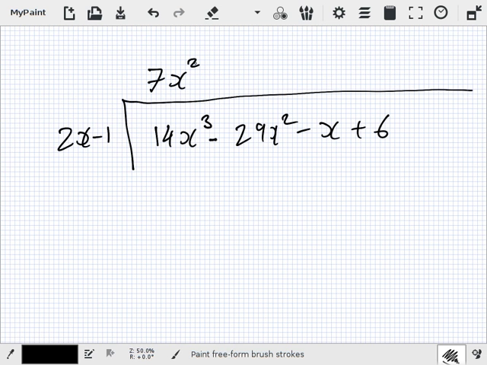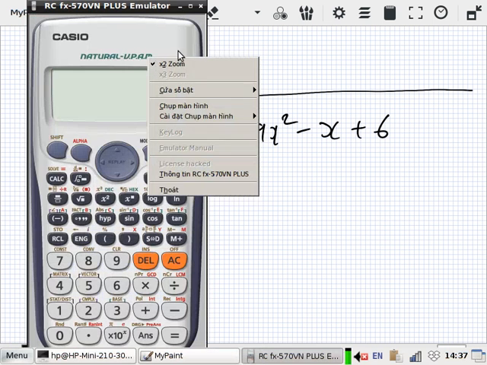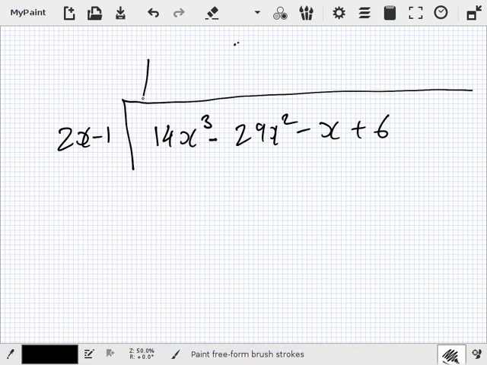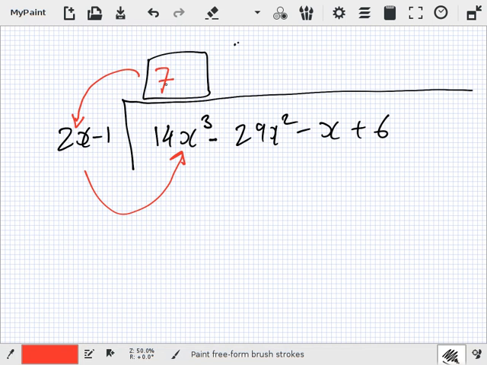Now what you did is right, and this is how I think about it. I try to imagine I have to write a number here, so that when it multiplies 2x, it becomes this. So I think, what do I multiply 2 by to make it 14? Oh, it's 7. What do I multiply x by to make it x cubed? X squared. That's how I just think about it.